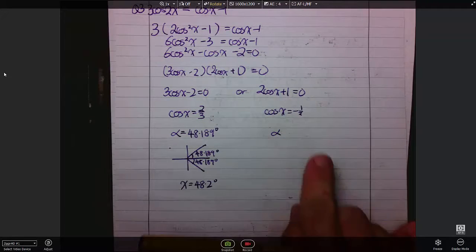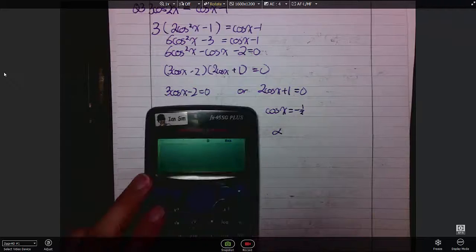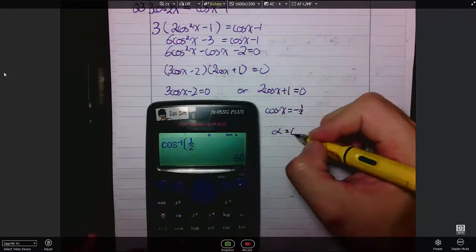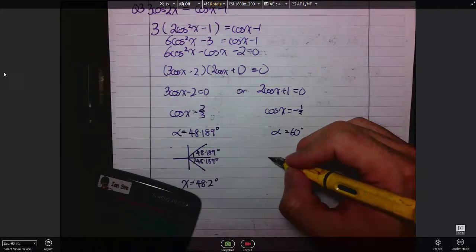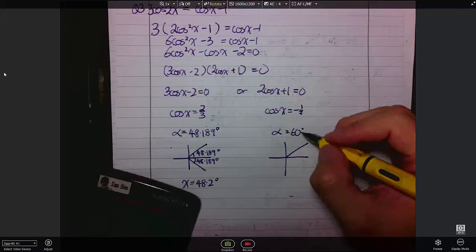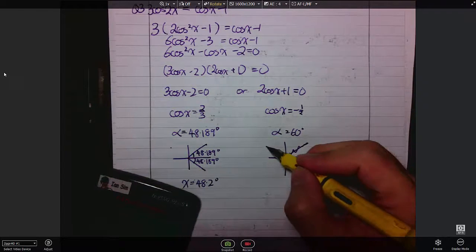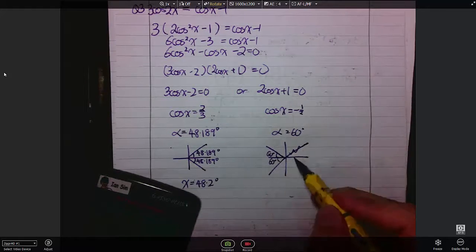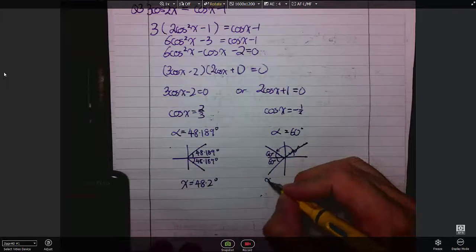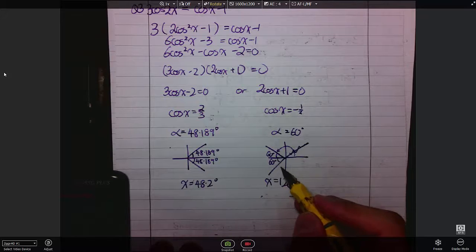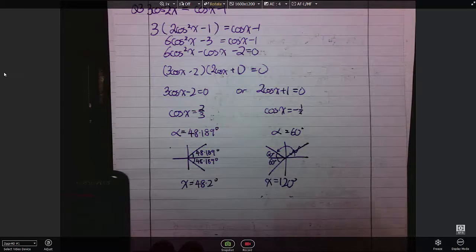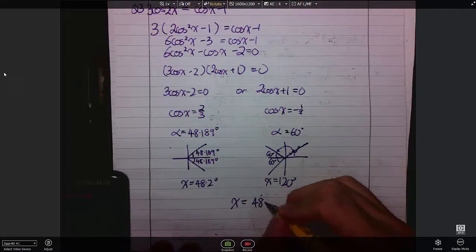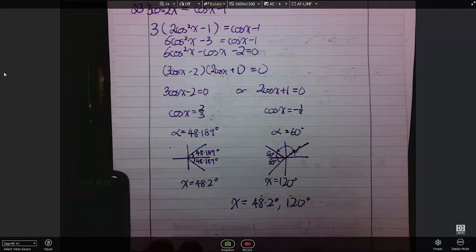Similarly down here, please ignore the negative sign because the negative sign is used to place the angle. So all you do is inverse cosine of half, you get 60 degrees. My basic angle is 60 degrees, and my cosine is negative. Negative means that it's placed into the second quadrant and third quadrant. This angle here will give me x equals 120 degrees. The other angle I do not care about is 240 degrees, because the question tells us to solve for x between 0 and 180 degrees. So therefore x is equal to 48.2 degrees and 120 degrees.